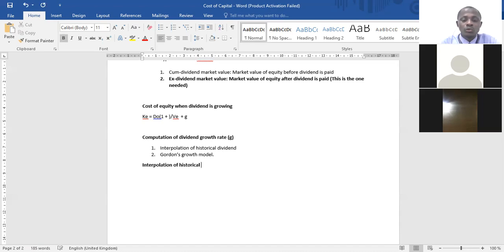Now, you use this when you are given the dividend payment history of the company over some years. That is, when you are given the past dividend that the company has paid up to the current year, you can use interpolation to get the growth rate in dividend if dividend is growing. Okay, and how do we do that?